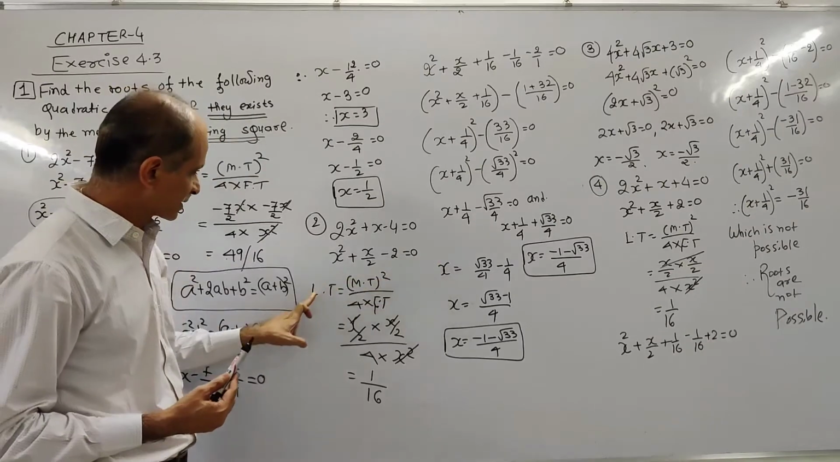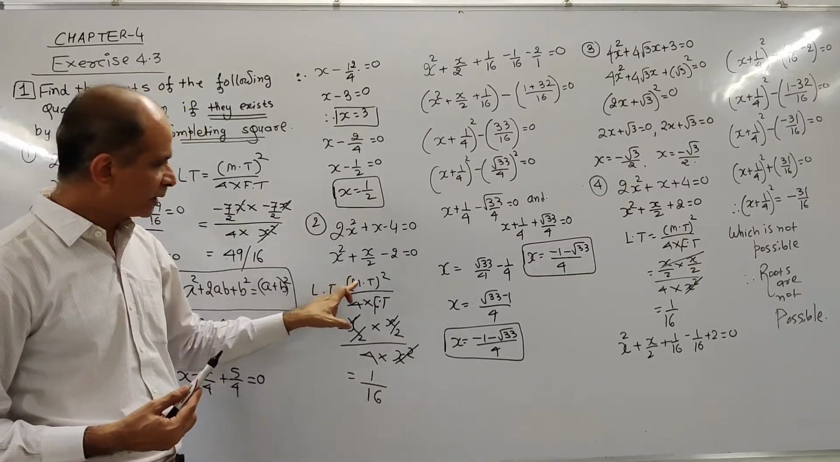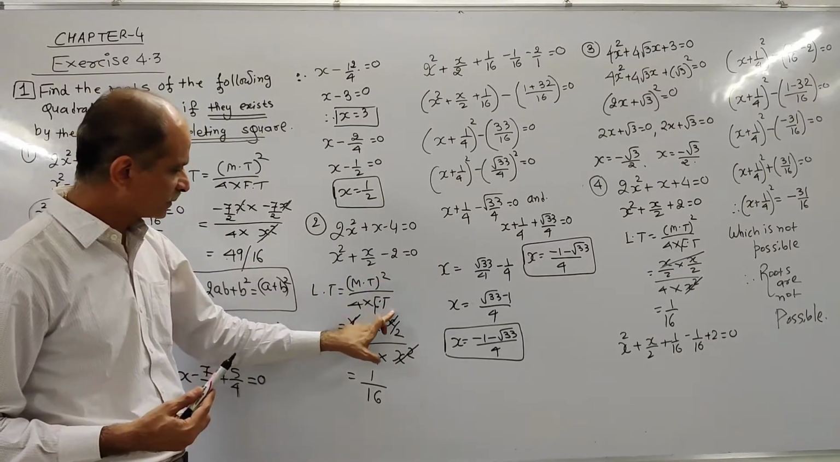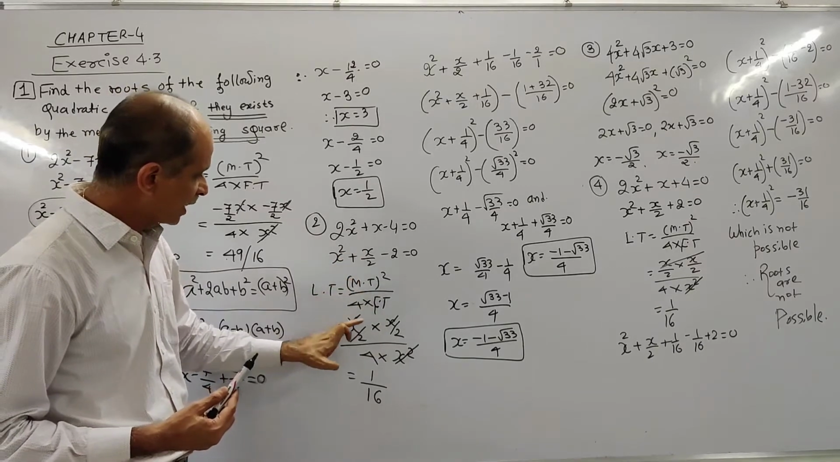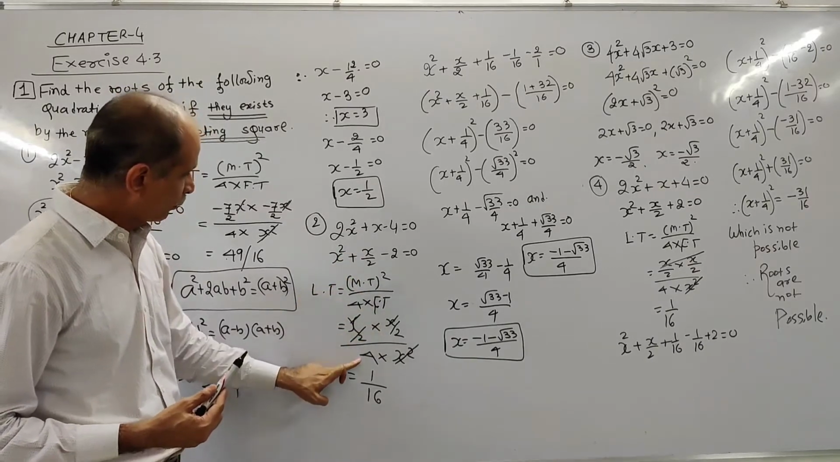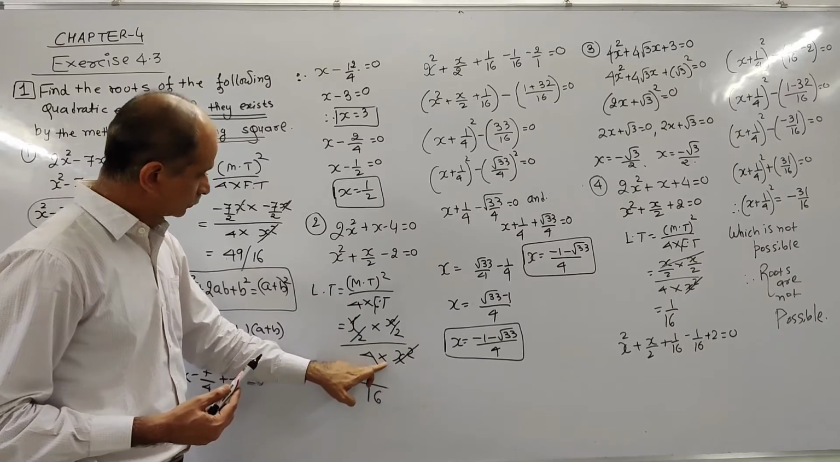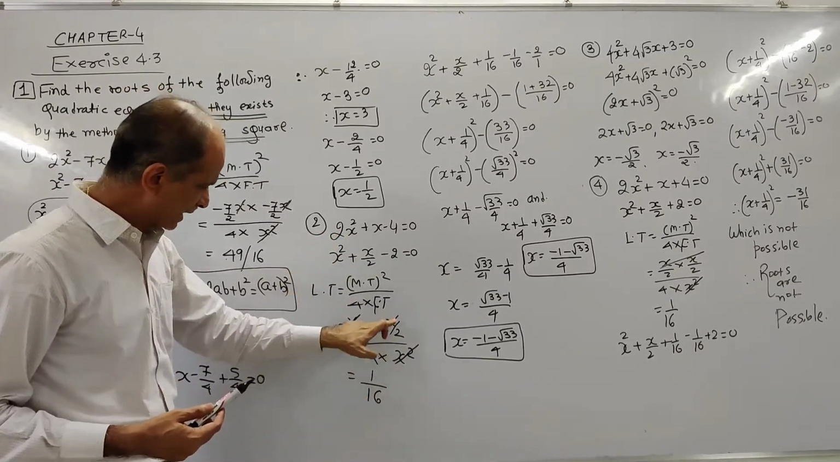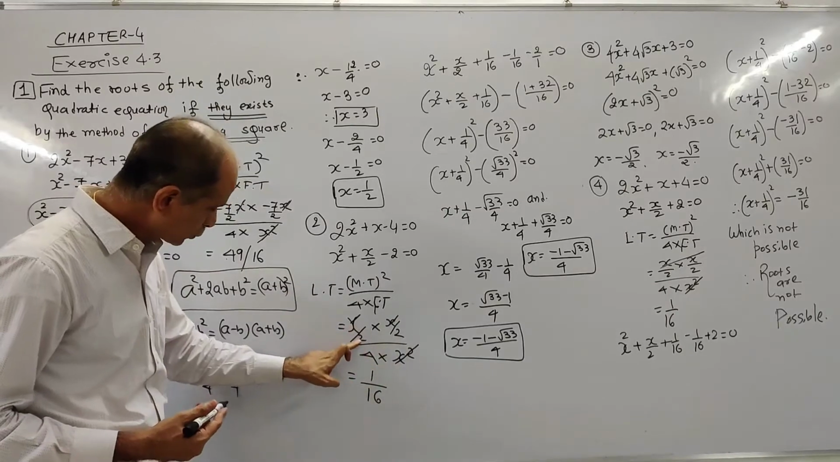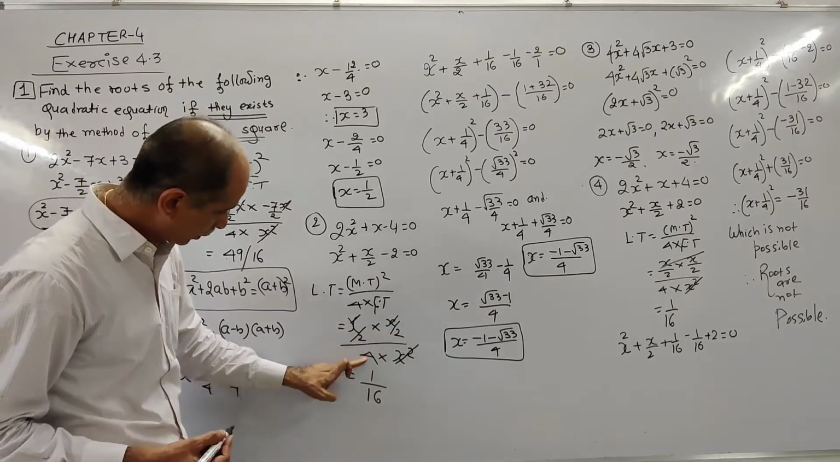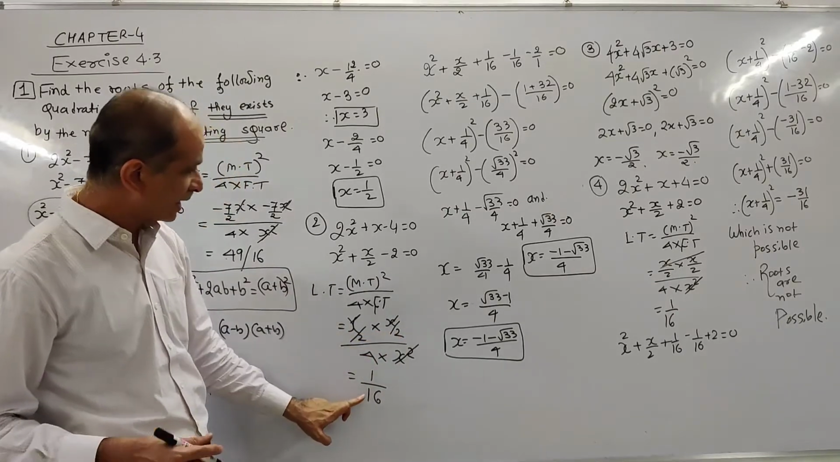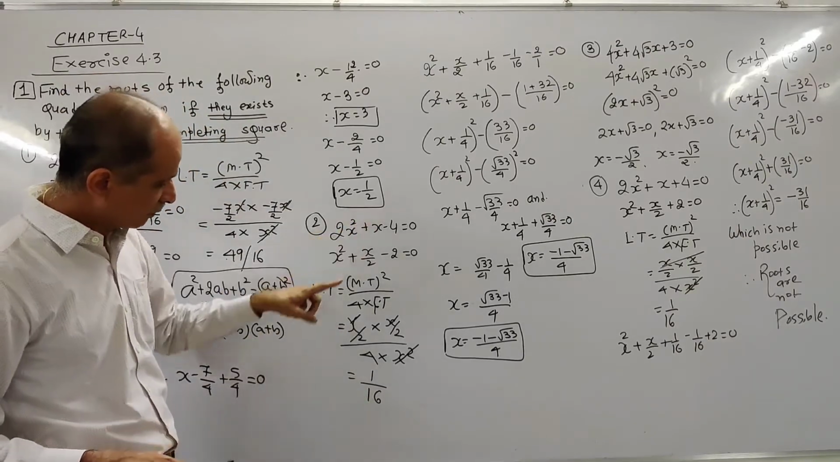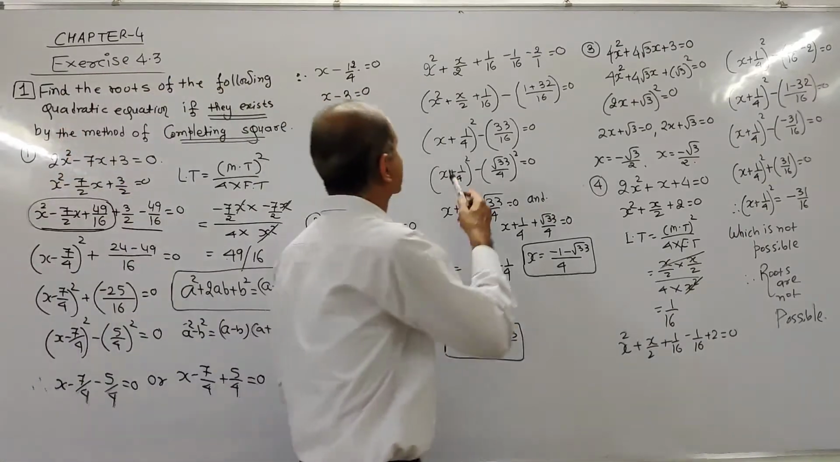Again find out the last term. Last term is equal to middle term whole square upon 4 into first term. Middle term means x by 2 into x by 2, upon 4 into first term means x square. x square cancels out. 2 into 2 is 4, and then 4 into 4 is 16. So the last term is 1 by 16. So add 1 by 16 and subtract 1 by 16.